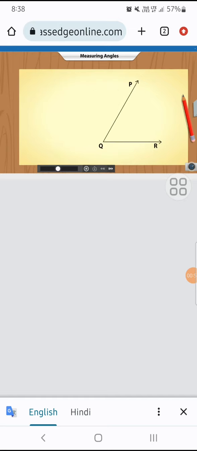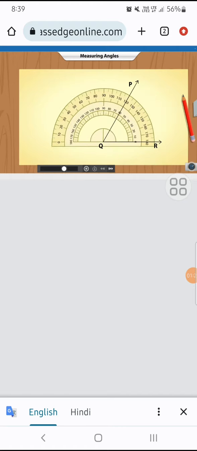Okay, now let's see how we can use the protractor to measure an angle. Here we have angle PQR. Remember that the size of an angle is a measure of how wide its arms are open. The arms of this angle are QP and QR. So, we shall use the protractor to measure the width between these two arms.